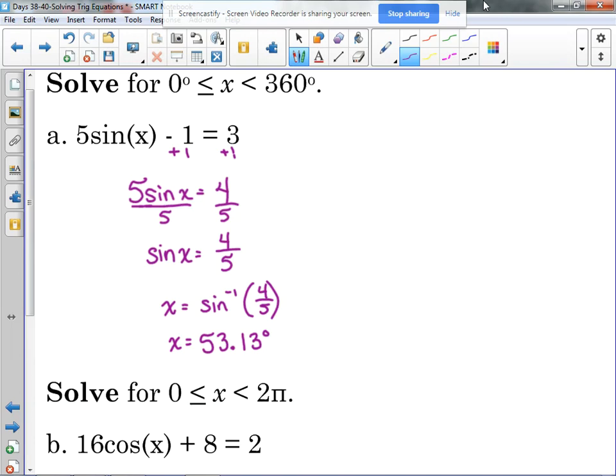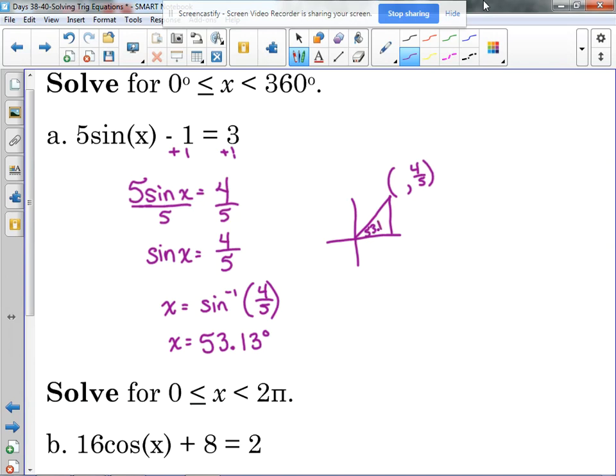So let's think through, how can I come up with the other answers? I'm going to draw myself a little picture here. 4 over 5, that would be a triangle in the first quadrant, right? Positive, positive. That's where sine is positive, in the first quadrant. It has a y coordinate of 4 over 5. I don't know what the x coordinate is, it doesn't matter. But I know the y coordinate is 4 over 5 because the sine of that angle is 4 over 5.